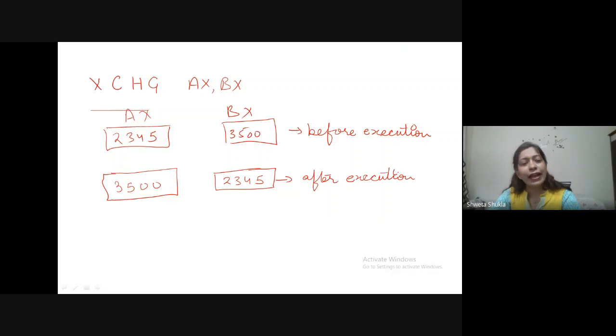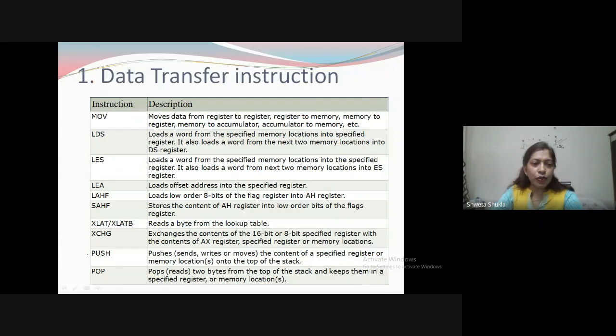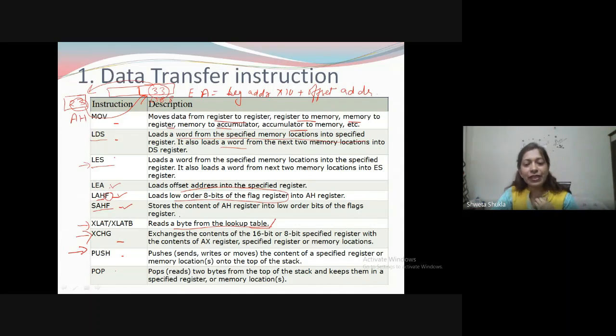So this is how XCHG works. Now next comes the push instruction. Push instruction similarly means you have to push, send, write or move. For push there are three words written, so you can call it send, write, or move the content of a specified register or memory location on the top of the stack.